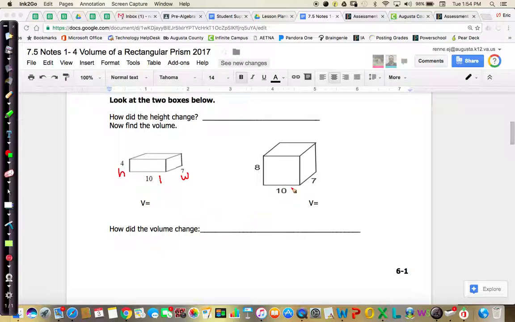And then over here, the length is 10, the width is 7, and the height is 8. So what I like to do, if it's asking me to compare the height, is circle the height of both so they stand out. And the original height was 4, and the new height is 8. So what happened to the height? That's correct, it doubled.